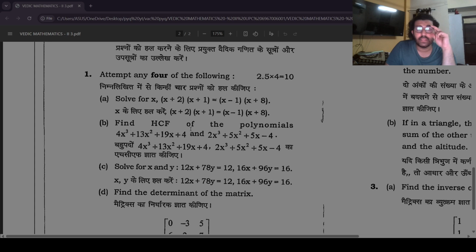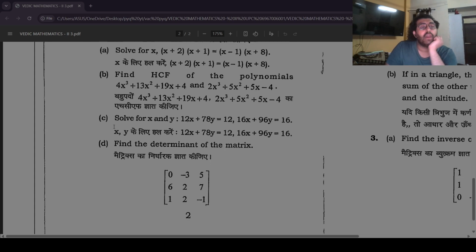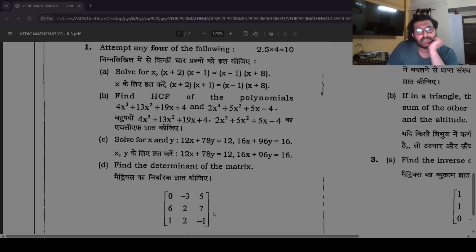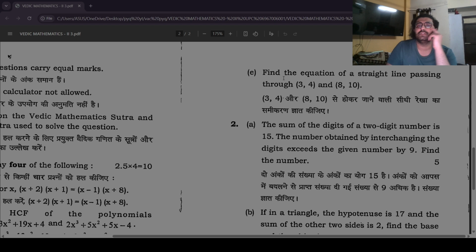B part, find the HCF of the polynomials. Again, algebraic expression there. Okay. C, solve for x and y. Here the equation. Then D, find the determinants of the matrix. Here's the matrix. Now let's go on with the E part. Find the equation of the straight line passing through. Here are the coordinates.